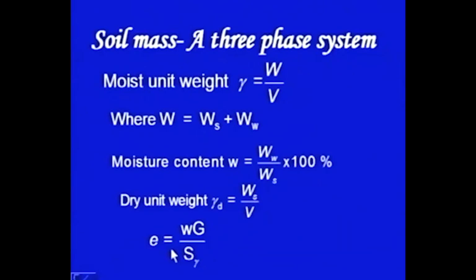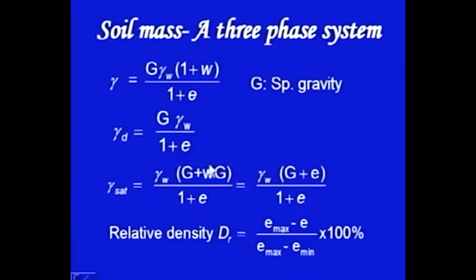The void ratio e can be obtained in terms of the moisture content which is available, specific gravity G, and degree of saturation Sr. So, e is wG upon Sr. This is one of the expressions which we will be using a number of times. The other expression is gamma equal to G gamma w into (1 plus w) divided by (1 plus e). Probably this is one of the most important equations using which you can derive many other equations.